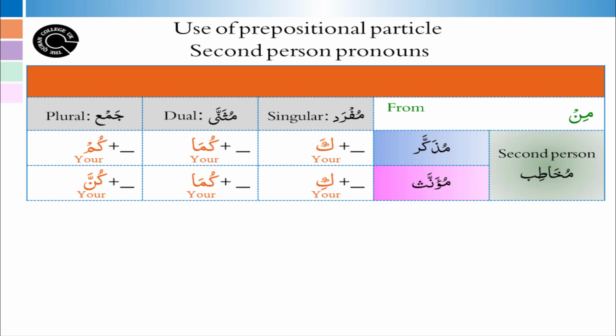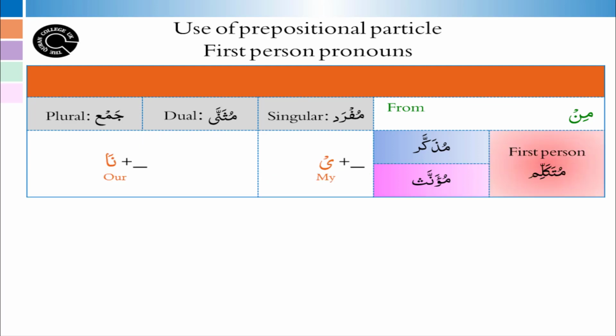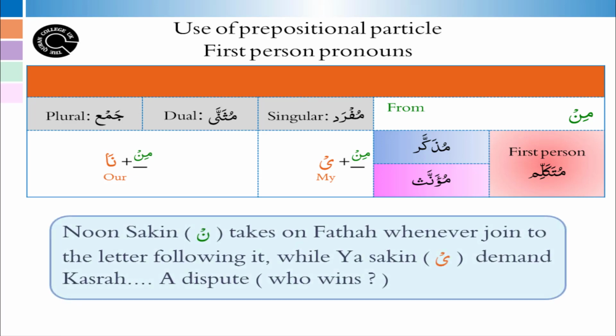Now it can apply that on the second person also, so it will become minka, minkuma, minkum, minki, minkuma, and minkunna. Now here comes a very special case, and let's pay more attention to it, because when you apply min on the ya, then it becomes something, and that merging we're going to take a look at. Another one will become min na. I'm not going to join it at this stage because we're going to have a look at how it basically behaves. So have a look at this situation then.